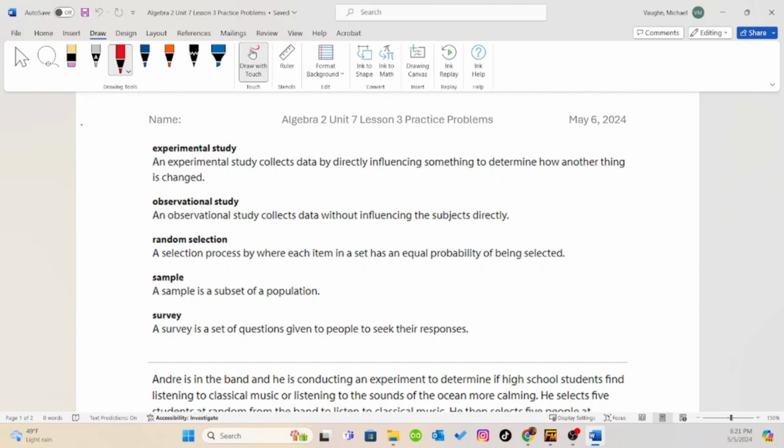An experimental study collects data by directly influencing something to determine how another thing is changed. So the key that you want to notice is that an experimental study requires directly influencing. An observational study collects data without influencing the subjects directly. So, key on without influencing.